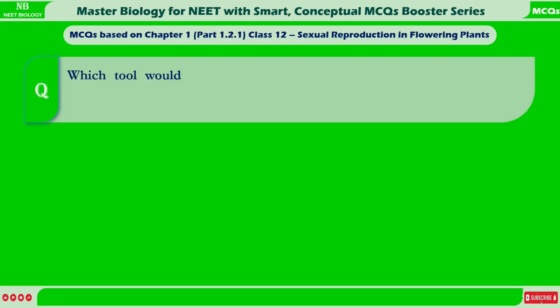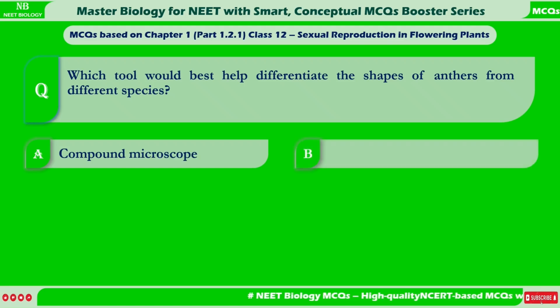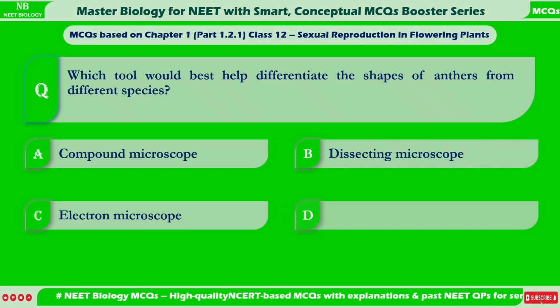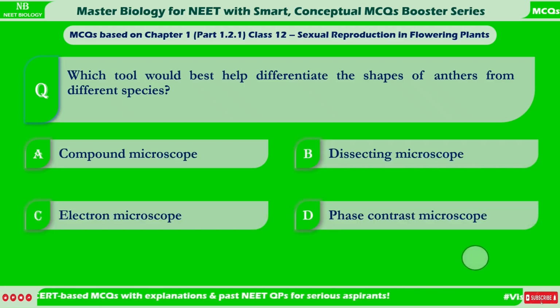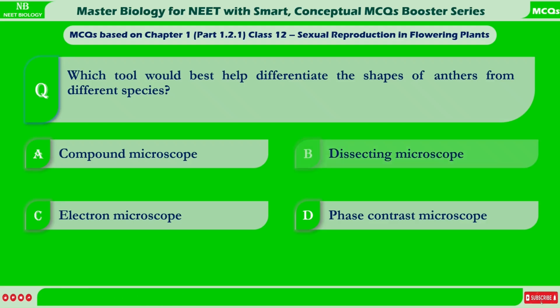Which tool would best help differentiate the shapes of anthers from different species? A. Compound microscope. B. Dissecting microscope. C. Electron microscope. D. Phase contrast microscope. Correct answer is B. Dissecting microscope.